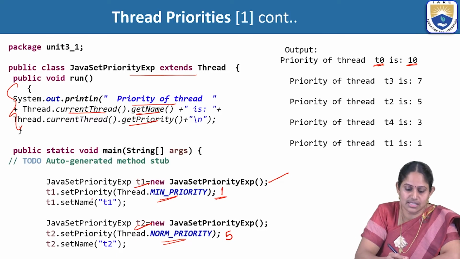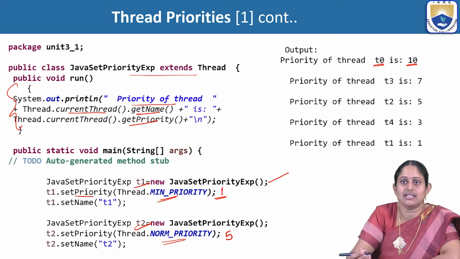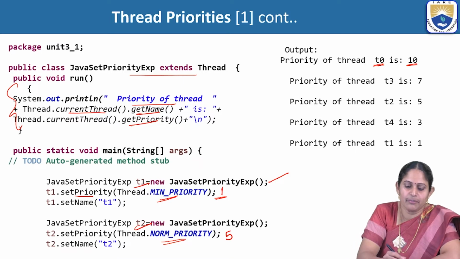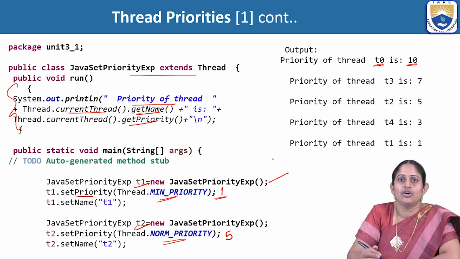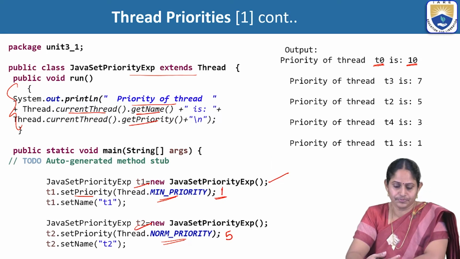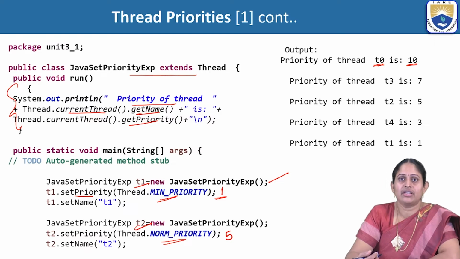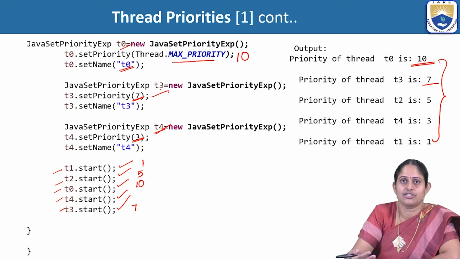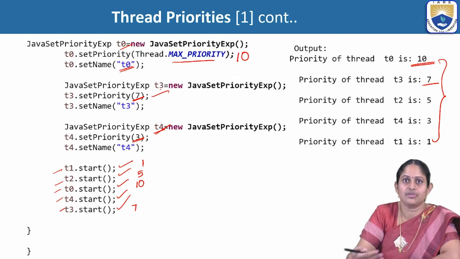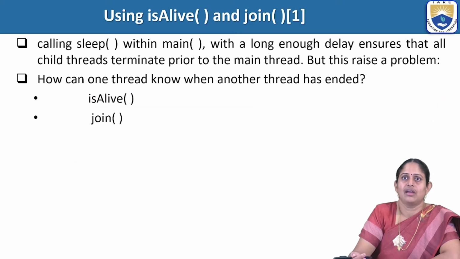We use the setPriority method to assign some priority to the threads, and we make use of the getPriority method to retrieve the priority of any thread. It is this priority which will determine which thread has to be executed first, that is, which thread has more importance than the others.